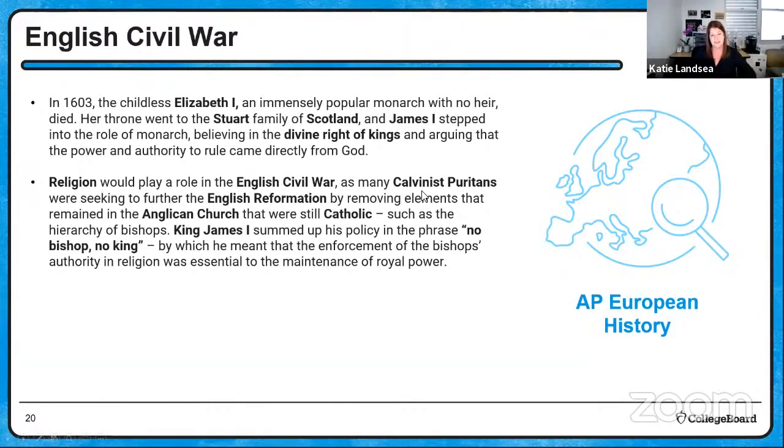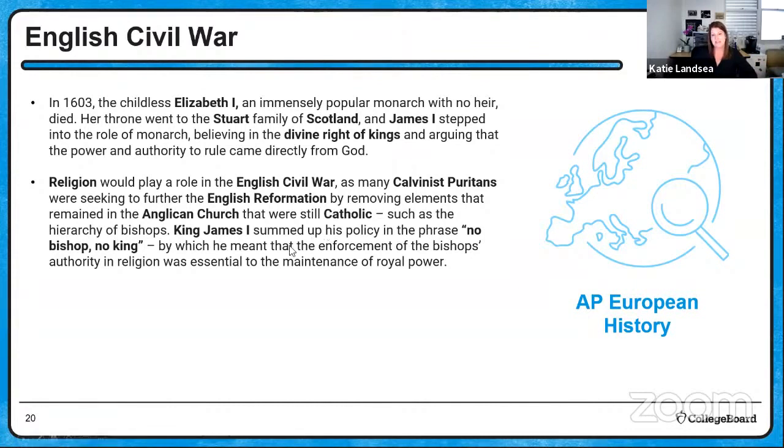Because we're going to have Calvinist Puritans. And I'm guessing that you've heard that word Puritan before. They are going to seek to further the English Reformation by removing, or purifying, the elements in the Anglican Church that are still Catholic. They wanted a much more complete Reformation and weren't happy with the Anglican Church that was created by Henry VIII. They don't like the hierarchy of bishops. And in fact, James I kind of sums up his idea by saying, no bishop, no king.